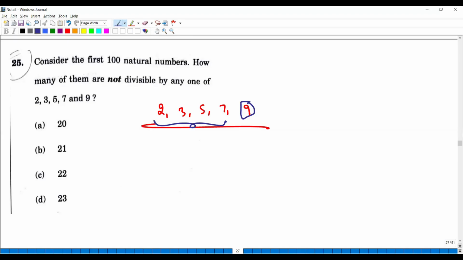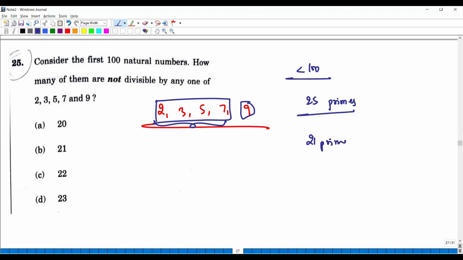So we need to know the properties of prime numbers here. There are 25 primes less than 100. And these are not divisible by any of the numbers. So out of which 4 numbers are already given. How many of them are not divisible by 2, 3, 5, 7? So except these 4, you take the remaining primes. These remaining 21 primes will not be divisible by any of these 2, 3, 5, 7. All the other numbers will definitely be divisible by 2, 3, 5, 7. So you can say the answer is 21 primes.